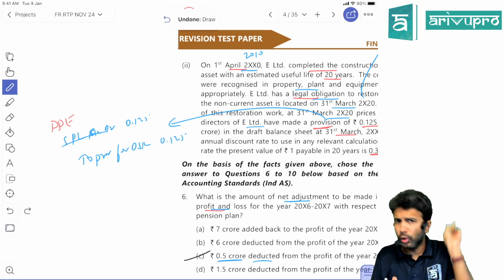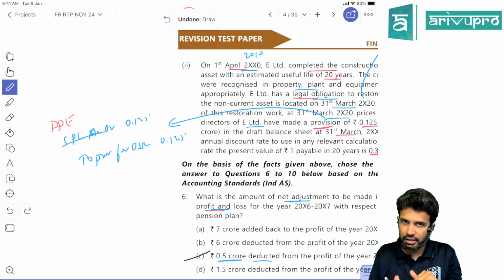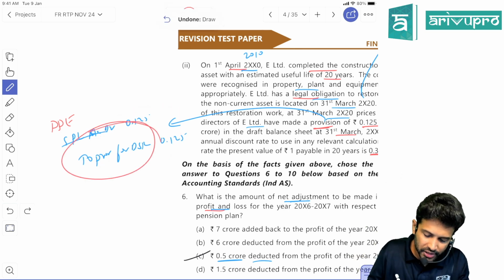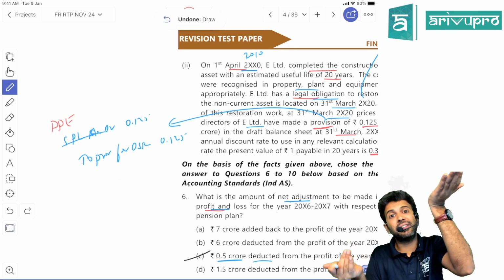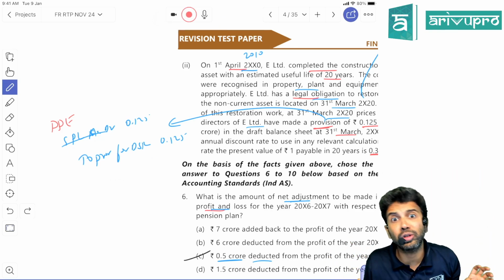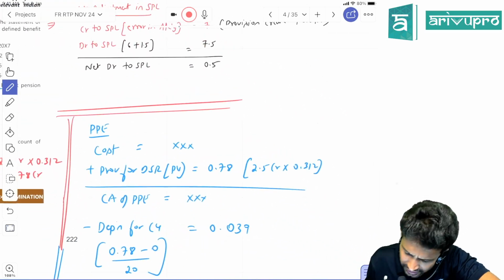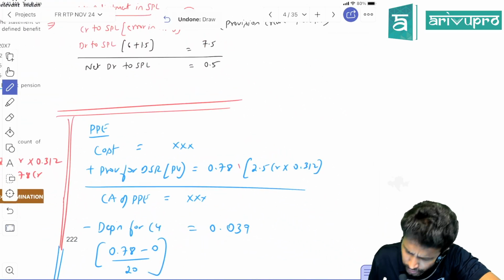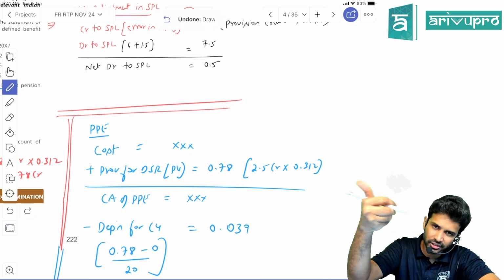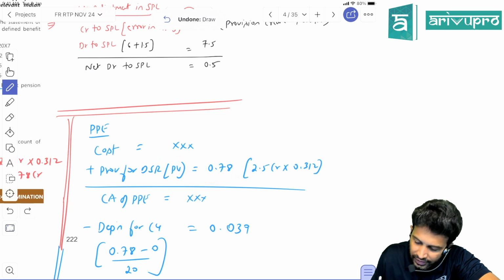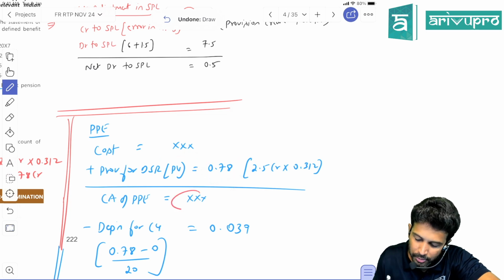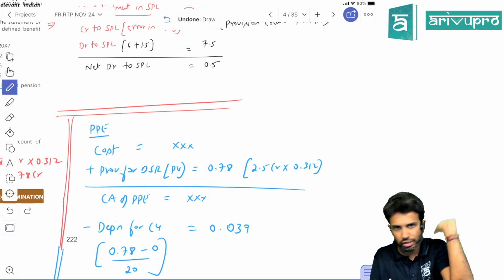Right? So two impacts, what they have done we need to reverse, and once you add this provision for DSR to PP, carrying amount of PP will increase. So due to this, depreciation also will increase, right? So we need to calculate the depreciation impact. Since they have not given the total carrying amount, no problem. At least do we know provision for DSR ka present value? Yes, right? So this will increase the carrying amount. So due to this, carrying amount will increase by 0.78. So depreciation also will increase.